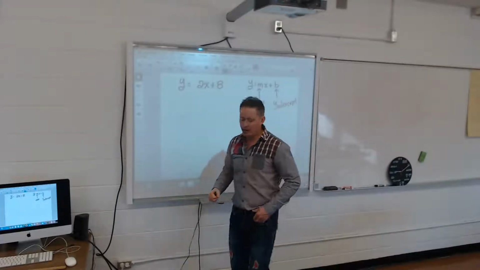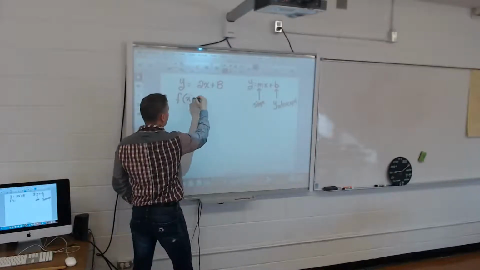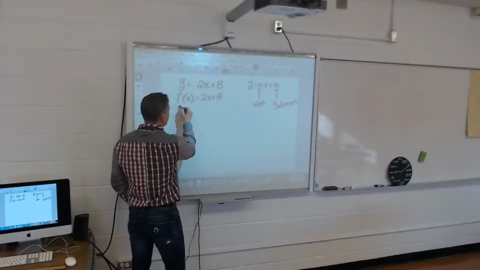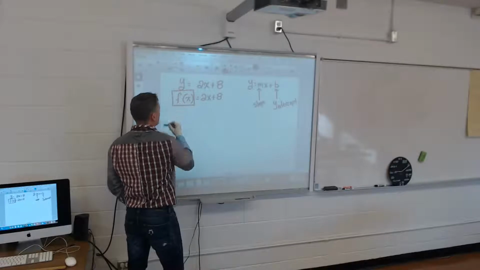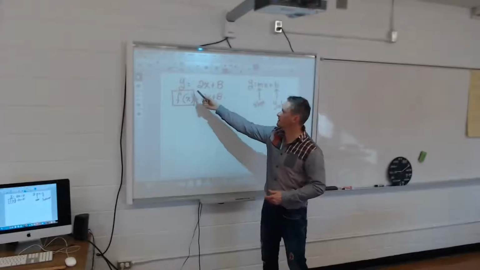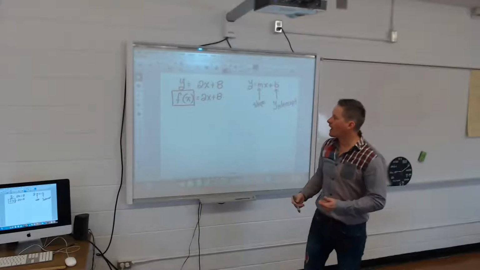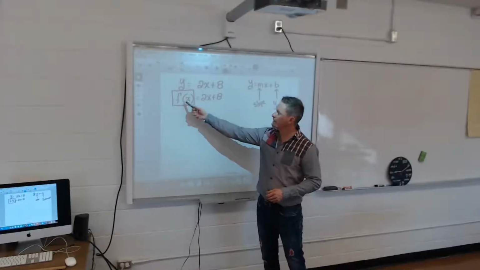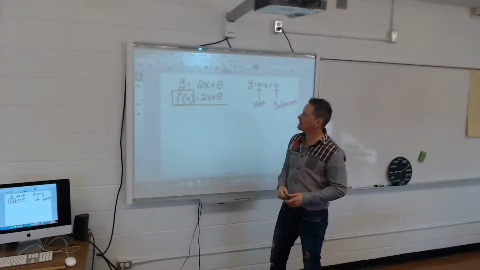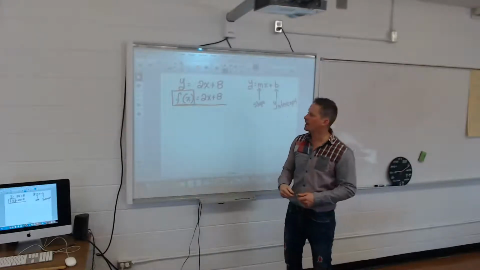Now, if it's a function, I rewrite the equation like this. f of x equals 2x plus 8. This notation has the exact same meaning as y equals. y and f of x mean the exact same thing. So why do we write it? All we're doing is making a statement, which is what an equation does, to the person reading the equation that this would pass the vertical line test.